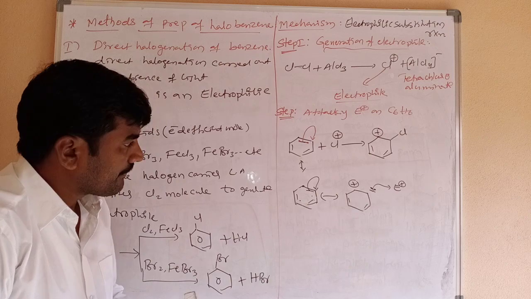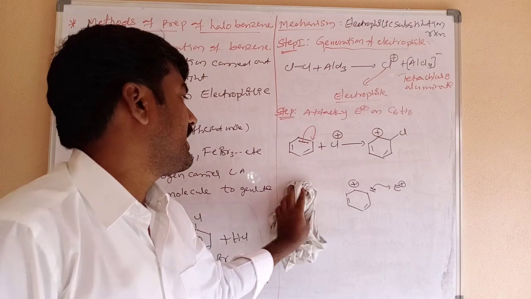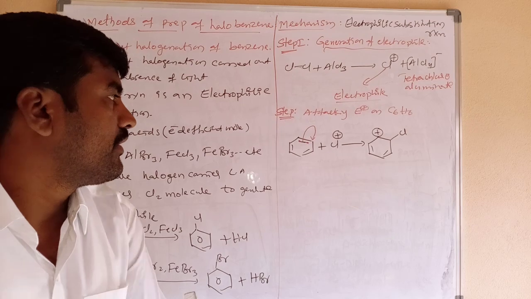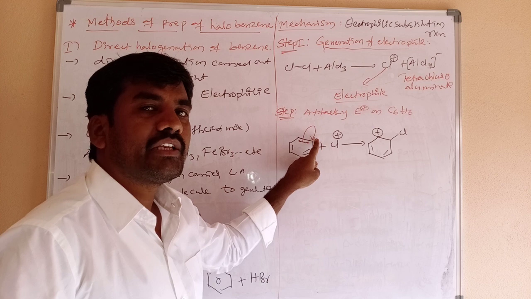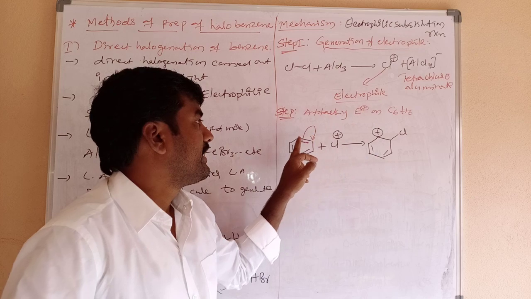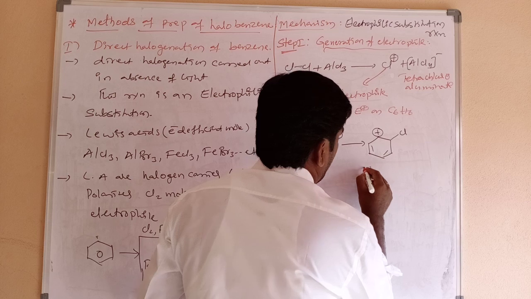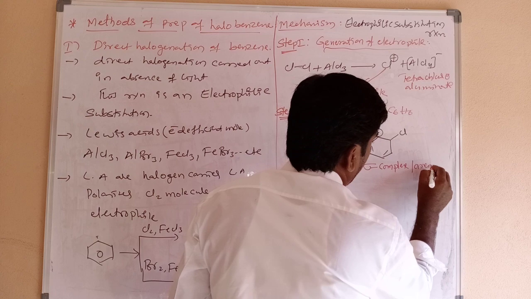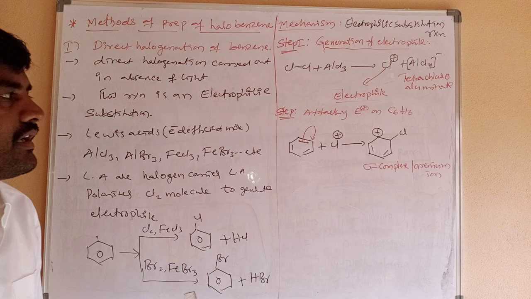Clear? Now in this benzene ring, the pi bond between two carbon atoms is converted into a sigma bond between the carbon atom and the electrophile. Now this carbon atom loses an electron, and this carbon atom gains an electron. So this carbon has a negative charge. The negative charge is a pair of electrons converted into a sigma bond between the electrophile and this carbon atom. This carbon has positive charge. This is called sigma complex, or arenium ion. Positive charge on the benzene ring is called arenium ion.